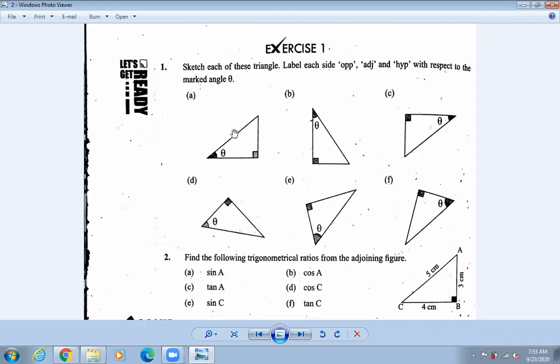Okay, so we just need to write down the name, whether it is adjacent, opposite, or hypotenuse. No need to write down the arrows and all, because it looks a little bit dirty. You need to make the figure first. Then after that, you need to write down whether it is adjacent or what.